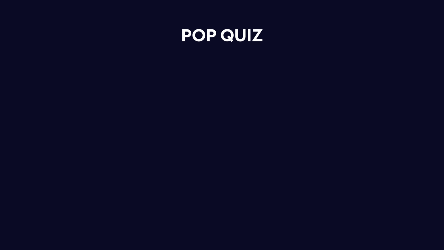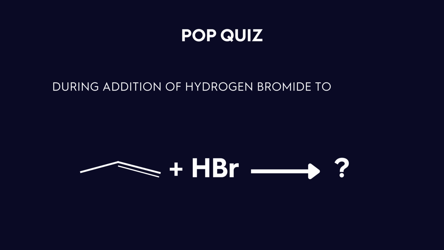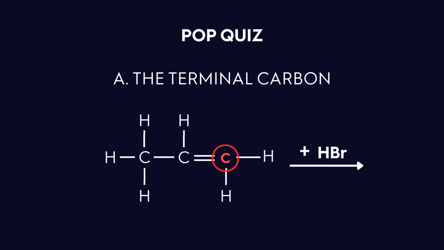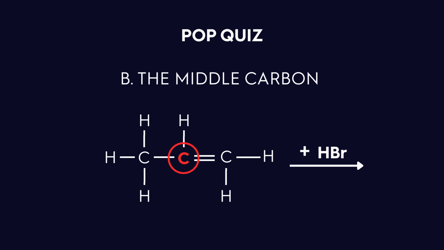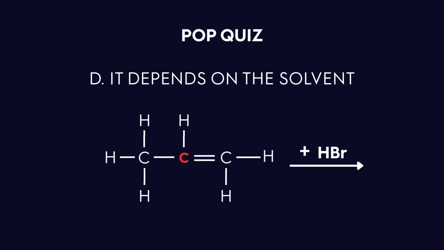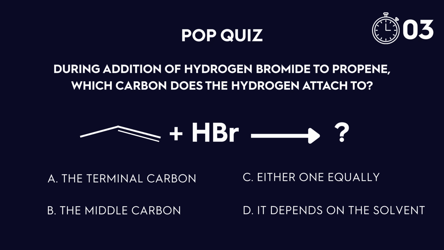Pop quiz. During addition of hydrogen bromide to propene, which carbon does the hydrogen attach to? A. The terminal carbon. B. The middle carbon. C. Either one equally. D. It depends on the solvent. Locking your choice. We will reveal the answer soon.